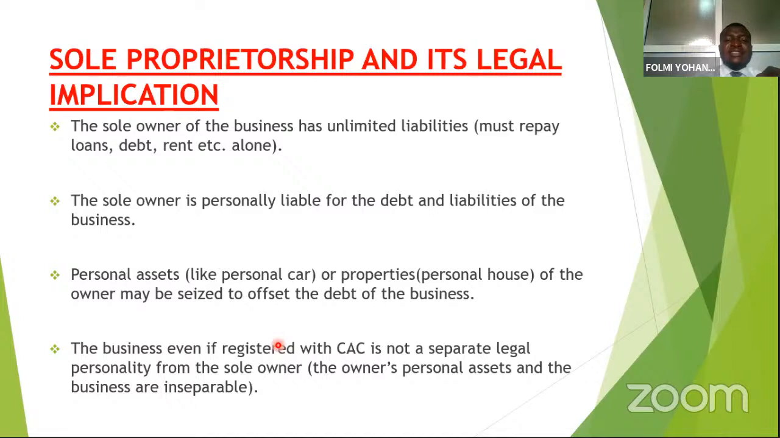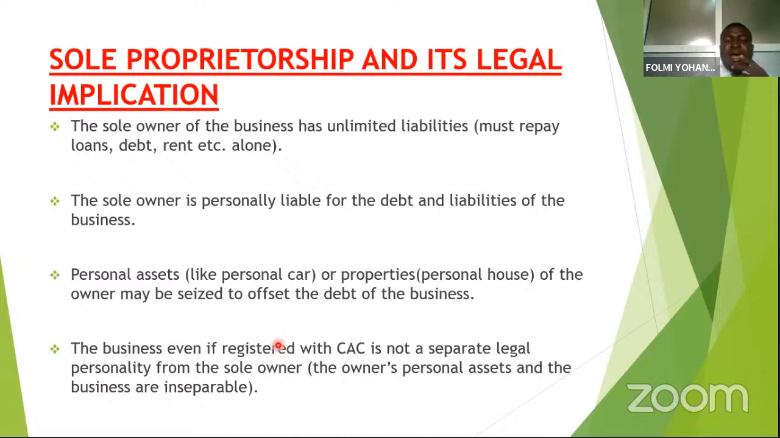Loans, debt, rent, you alone will pay it. And you cannot even borrow in the name of Johnson Business Venture. It has to be in his own personal name, Mr. Johnson. So anytime he defaults and the bank or the person he's owing decides to come after him, they can go after his personal belongings, his car, his house, anything he has in his name, to offset that debt.